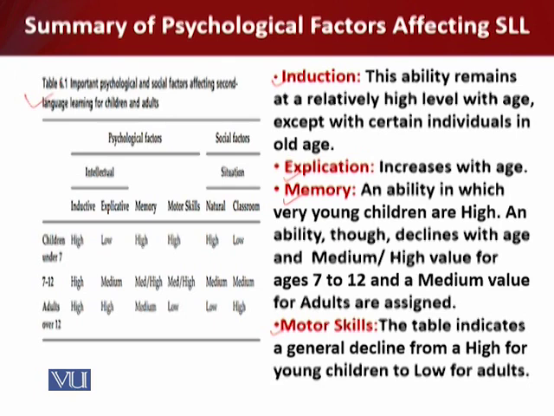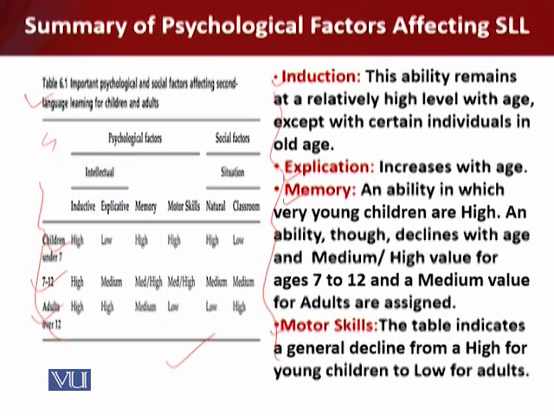Now this has been taken from a resource book, Psycholinguistics, which says Language, Mind and World, and it's written by Danny Steinberg, and there they have tried to summarize all of these with the help of this table. Now along the left margin of the table you see that persons are divided into 3 age groups: children under 7, then you have children 7 to 12 and adults over 12.